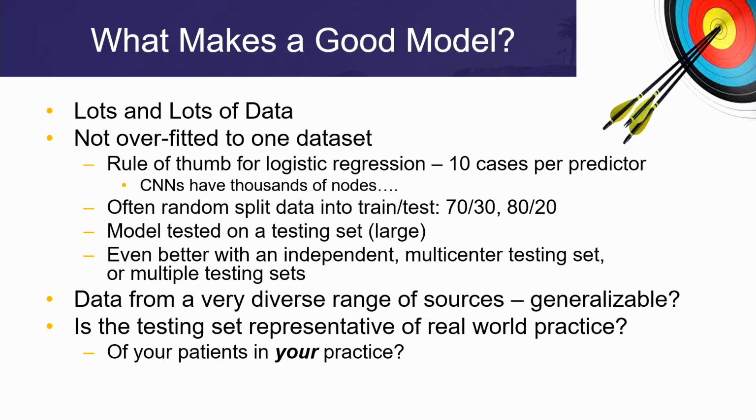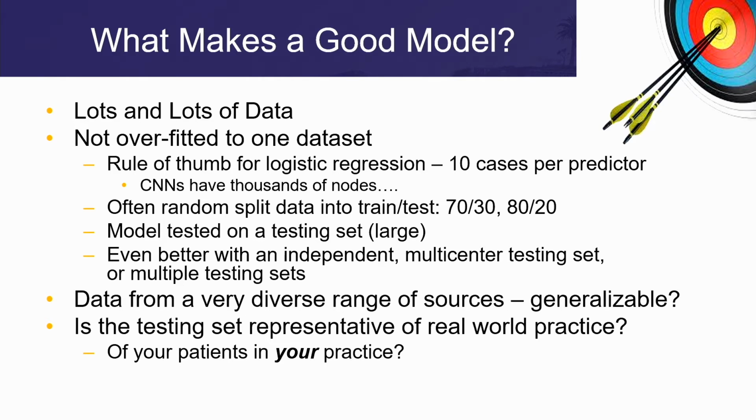So what makes a good model? First place is, of course, lots and lots of data and diverse data, and it's not overfitted to one particular data set. Our rule of thumb for doing logistic regression is you should have at least 10 cases per predictor, and for a rare thing like cancer, that can be a problem, and our convolutional neural networks have thousands of nodes. We often split the data into train and test, so there's an independent validation sample. It's good if that testing set is large. It's even better if it's an independent multi-center data set that's very diverse to make that more generalizable.